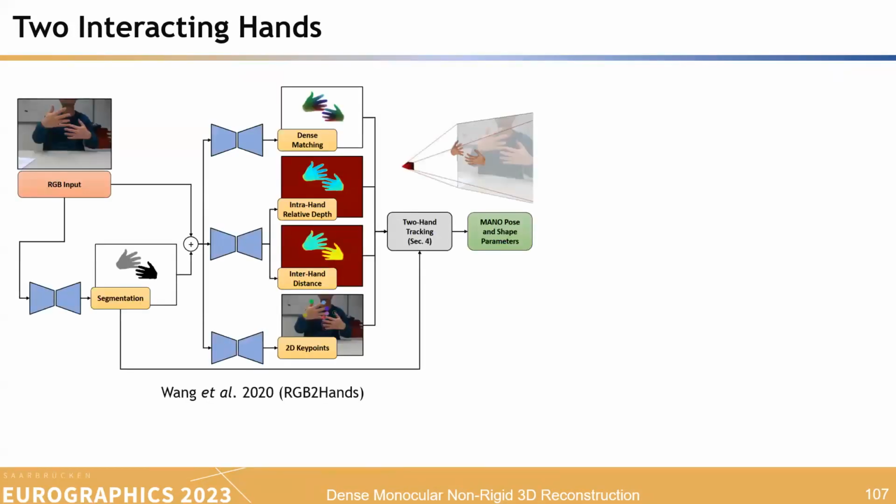One of the first recent works which solved this was by Wong et al., where they first determine, for example, the segmentation, and then the handedness of the hands, and then they determine the relative depth, I mean intra-hand depth within the hand, and also the distance between the two hands, because they are reconstructed independently.